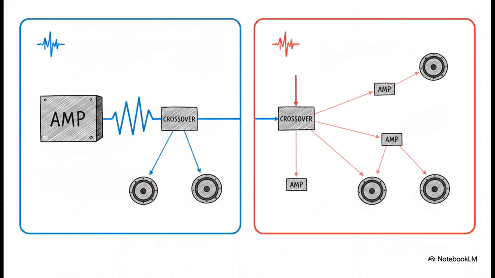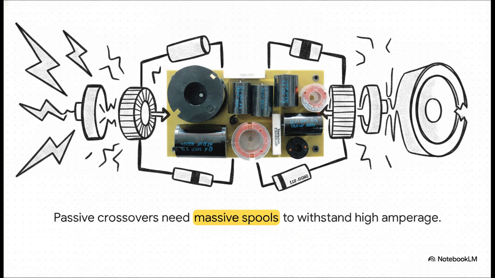Active systems, they completely flip the script. They split the weak, unamplified signal first and then send it to dedicated amplifiers. To understand why that's such a big deal, just look at the hardware itself. Because the audio signal hitting a passive crossover has already been so powerfully amplified, the physical components, the spools, the resistors, the condensers, have to be incredibly massive just to survive the sheer amperage. Forcing a high-current music signal to fight its way through these heavy components acts like a physical roadblock. It causes distortions, phase shifts, and a severe degradation of the original audio.